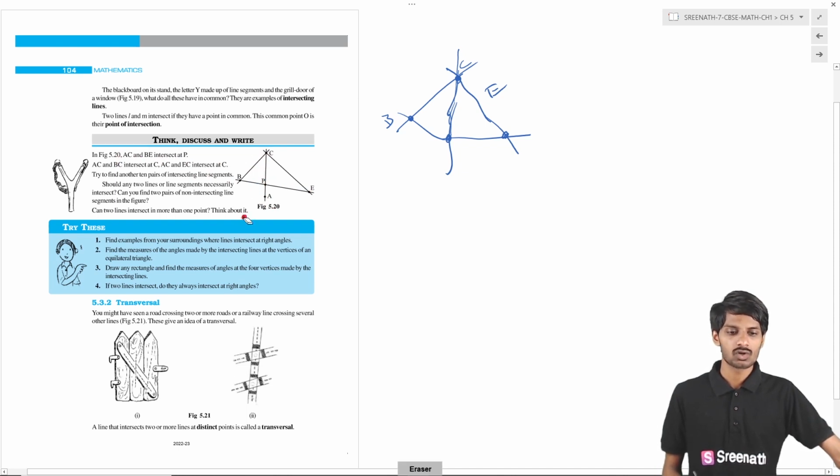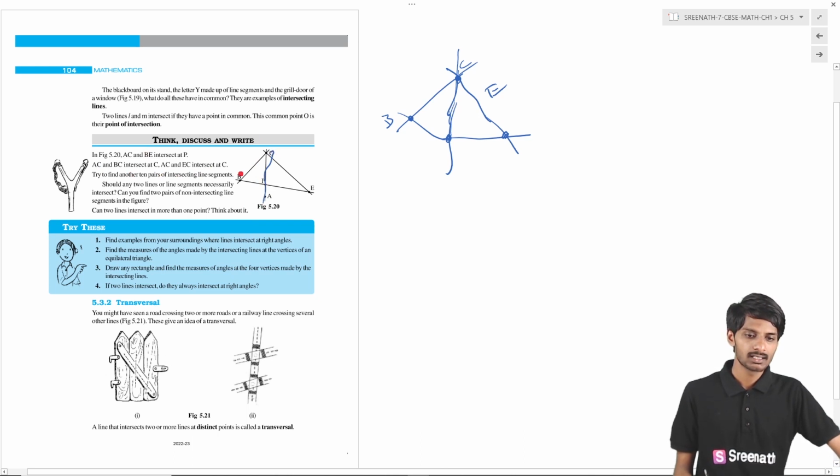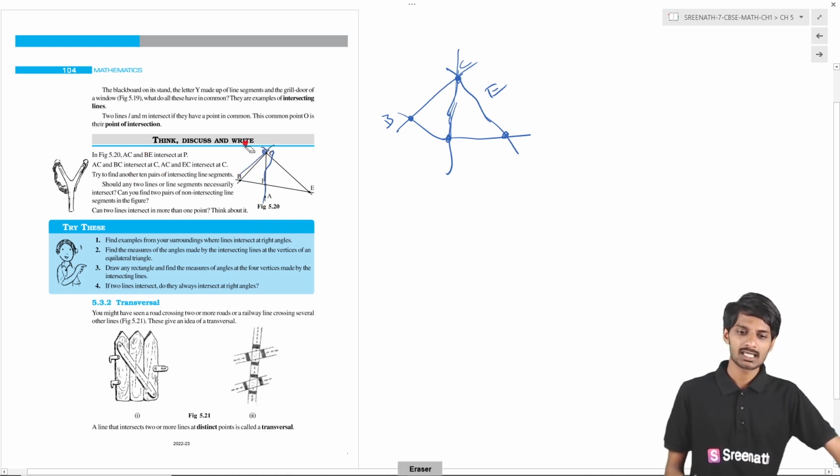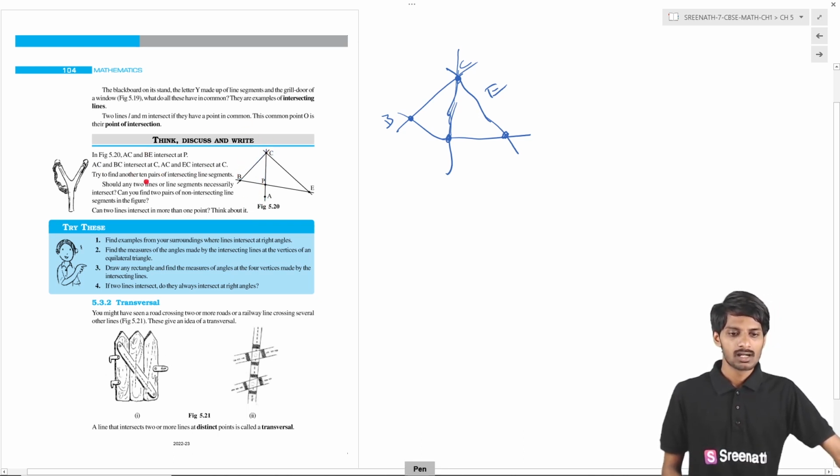Okay students, now AC and BC intersect at C. This is another intersecting point. Next thing is AC and EC.